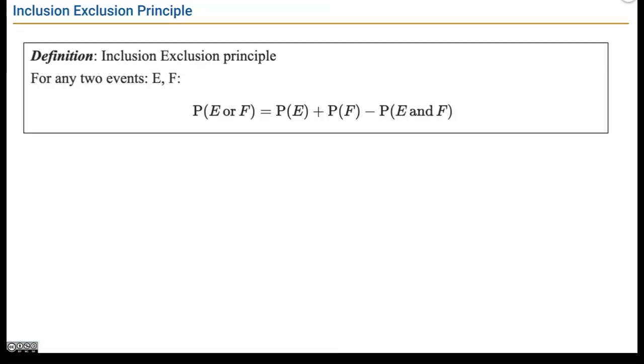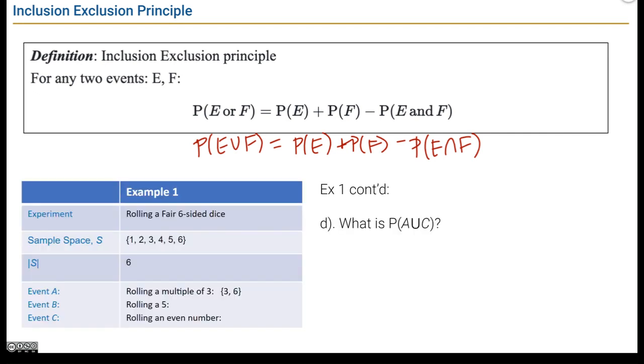So what is it? If I want any two events, the probability of E or F is going to be the sum of the probabilities, and then minus the probability of E and F. So it's basically a little update to what we started with. And so if we come back to here, we can now see why this is going to work. So now I'm going to get probability of A plus probability of C minus the intersection.